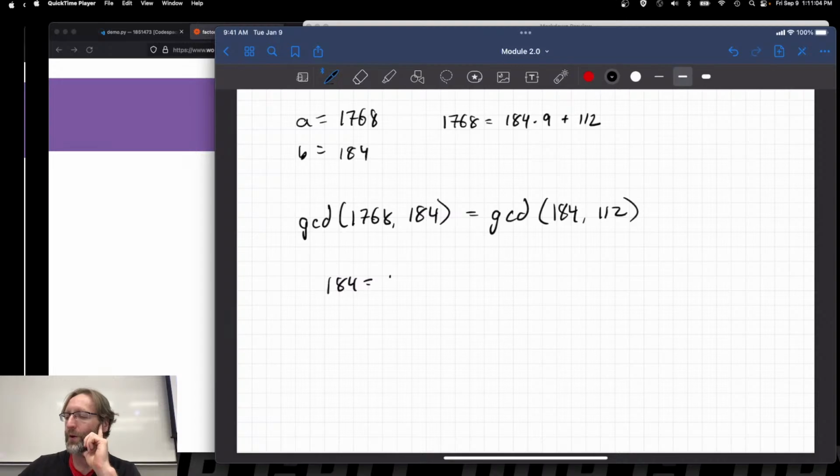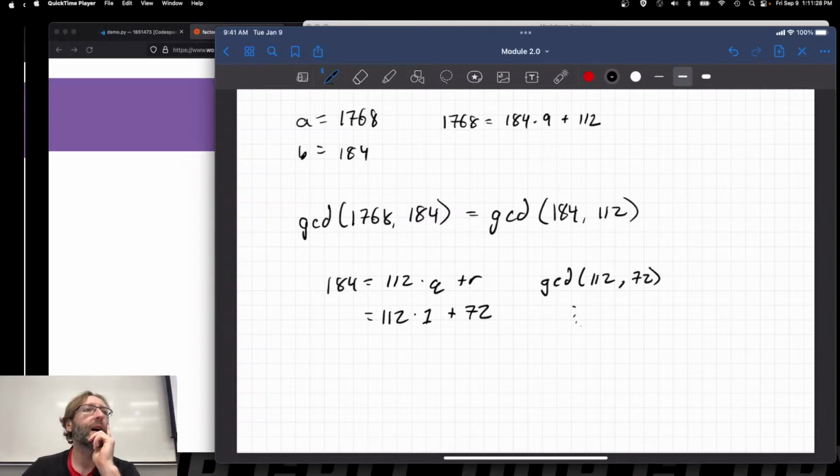184 is equal to 112 times some quotient plus a remainder. 112 goes in how many times? Just once. With a remainder of, that should be easy, 72. Right? So now the question is, can I do the GCD of 112 and 72? Right? Dot, dot, dot. When do I stop?